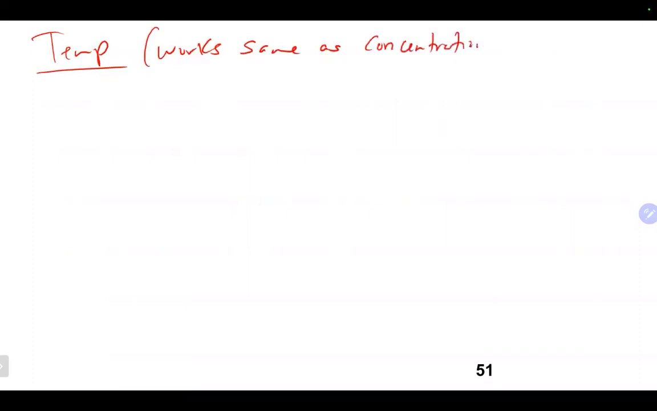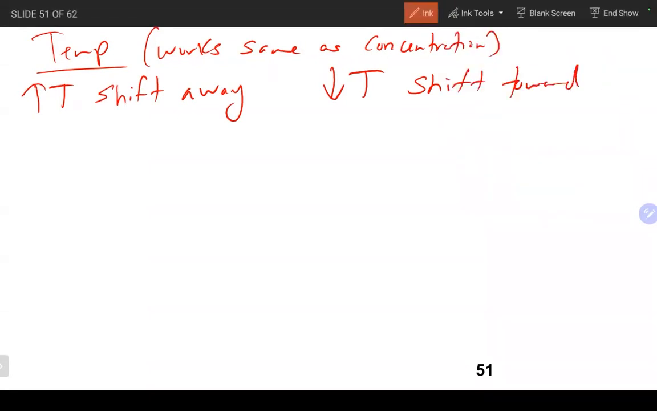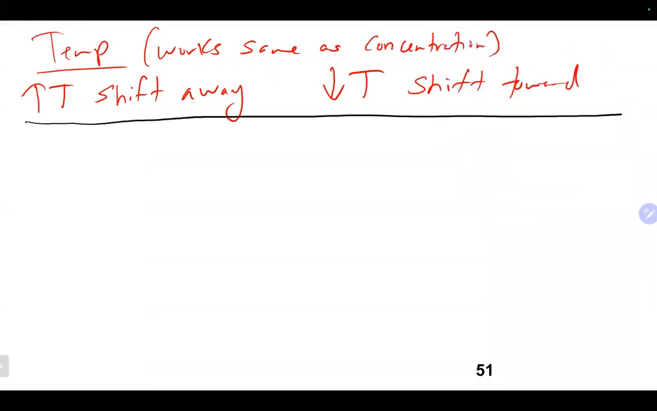Which means if you increase the temperature, it will shift away. And if you decrease the temperature, it will shift towards it. Obviously, an increase in temperature would be like adding more, and a decrease in temperature would be like removing it. So what helps you decide which way that is? It has to do with what type of reaction you are dealing with. Are you dealing with an endothermic reaction or an exothermic reaction?